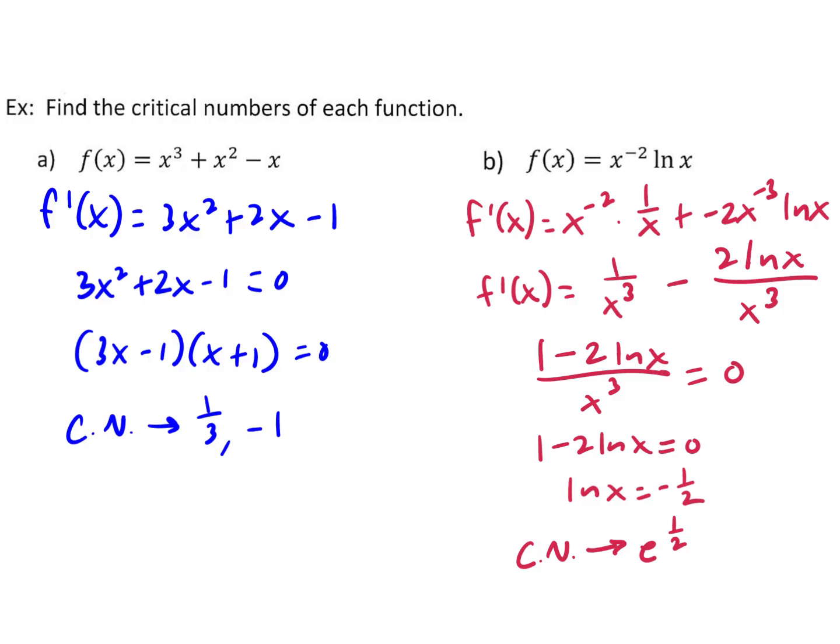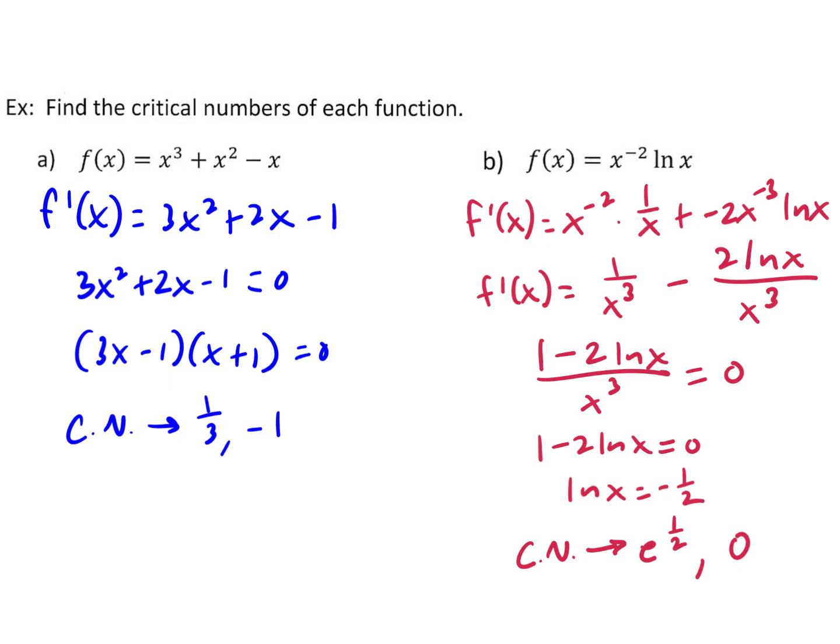Is there a value that makes f of x undefined? 0, right? Because this is really 1 over x squared. Okay, so if x equaled 0, then I would have 1 over 0, which is undefined. So my other critical number is 0. Okay, and we're going to talk about what makes them critical numbers here soon.